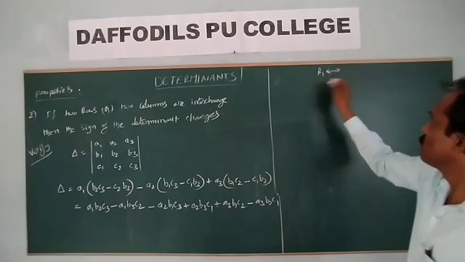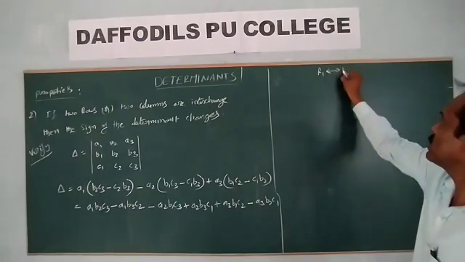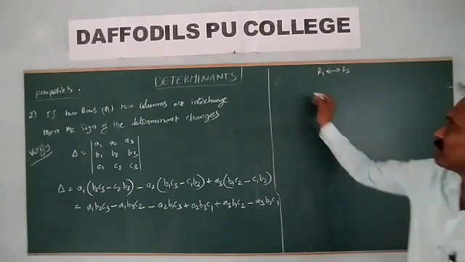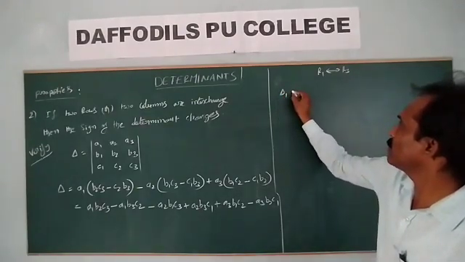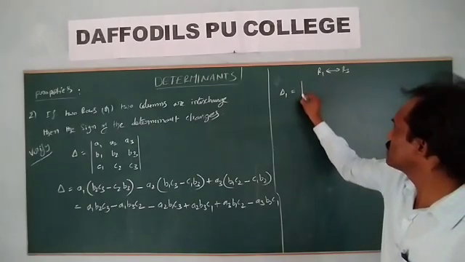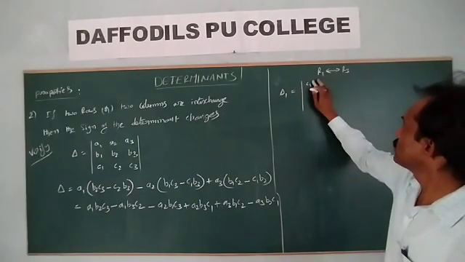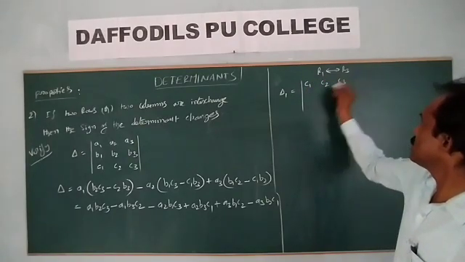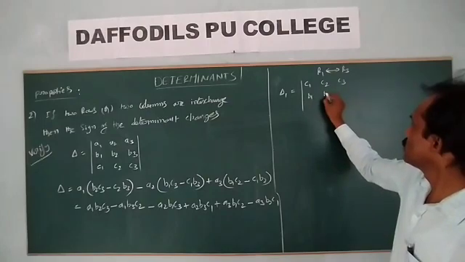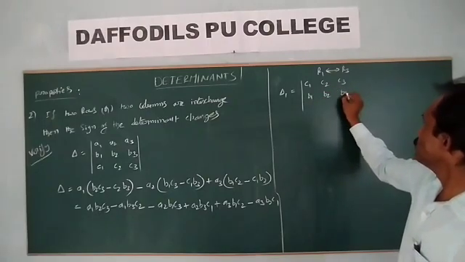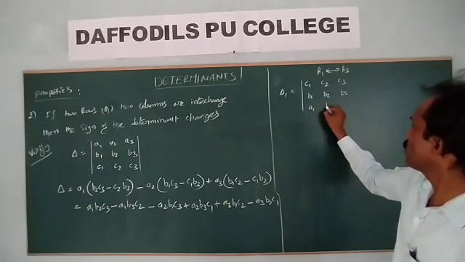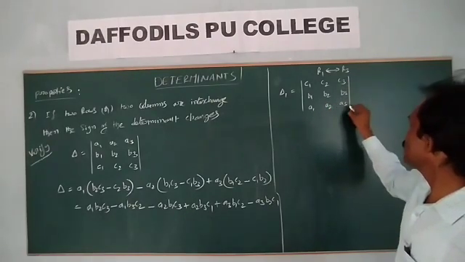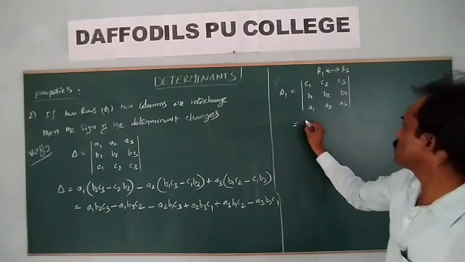R1, this is the symbol of interchange. R1 interchange R3. That determinant is named delta 1, like this: C1, C2, C3; B1, B2, B3; A1, A2, A3. Find its determinant.